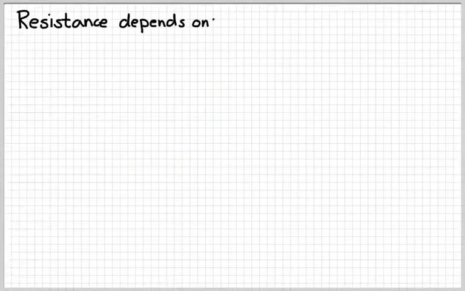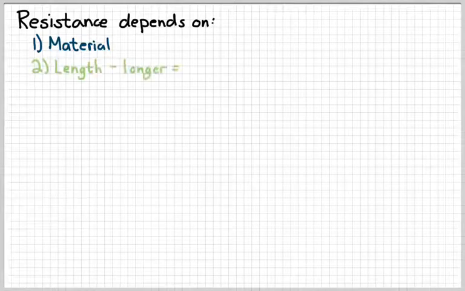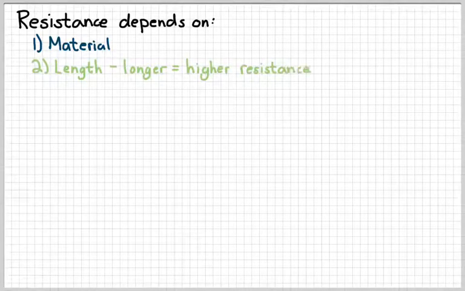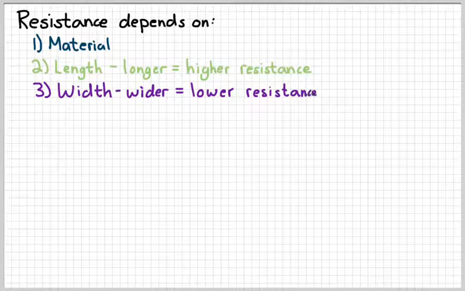So the resistance of an object depends on three things. First, the material it's made out of. Copper is a good conductor, and so things made of copper have low resistance. Rubber is a poor conductor, and so things made of rubber have really high resistances. The second is the length of the object. The longer it is, the higher its resistance. And then the third thing is the width. The wider it is, the lower the resistance.